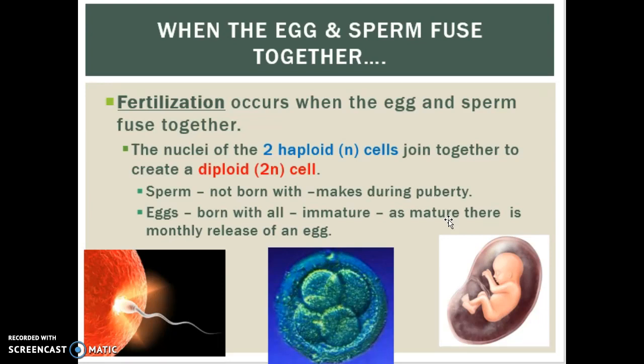So sperm you're not born with, you start making those during puberty. Eggs, you're all born with all the eggs that you have, they're immature, and as they mature, there's a monthly release of an egg.